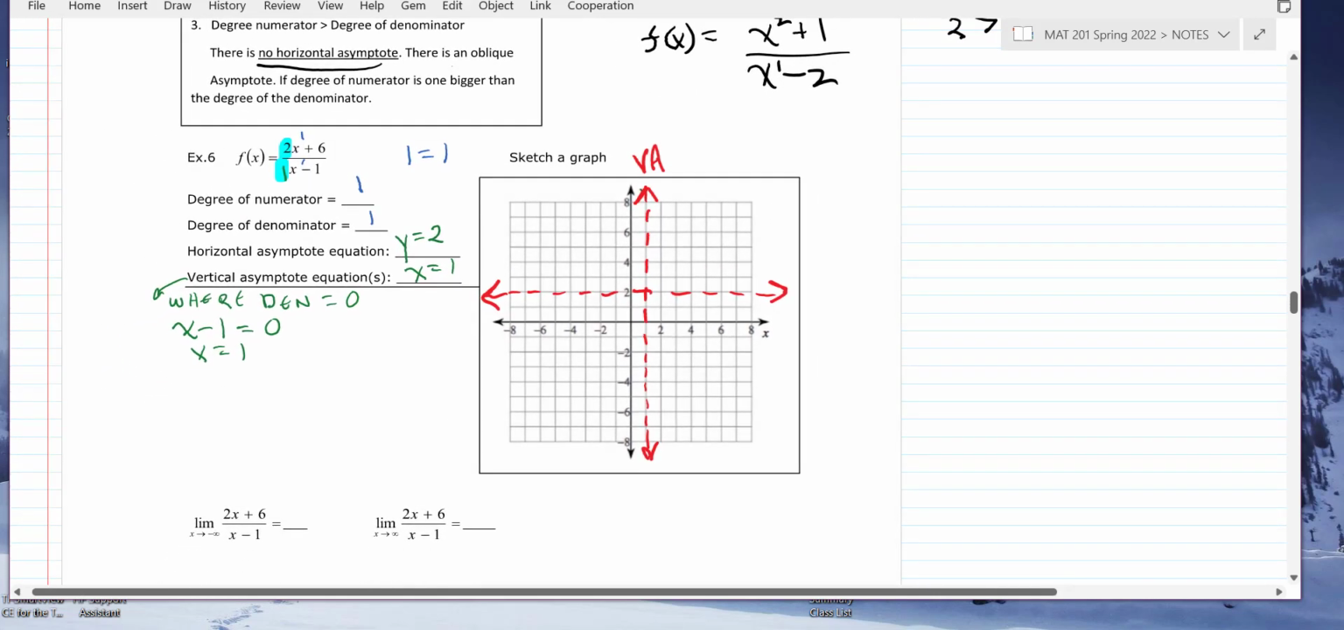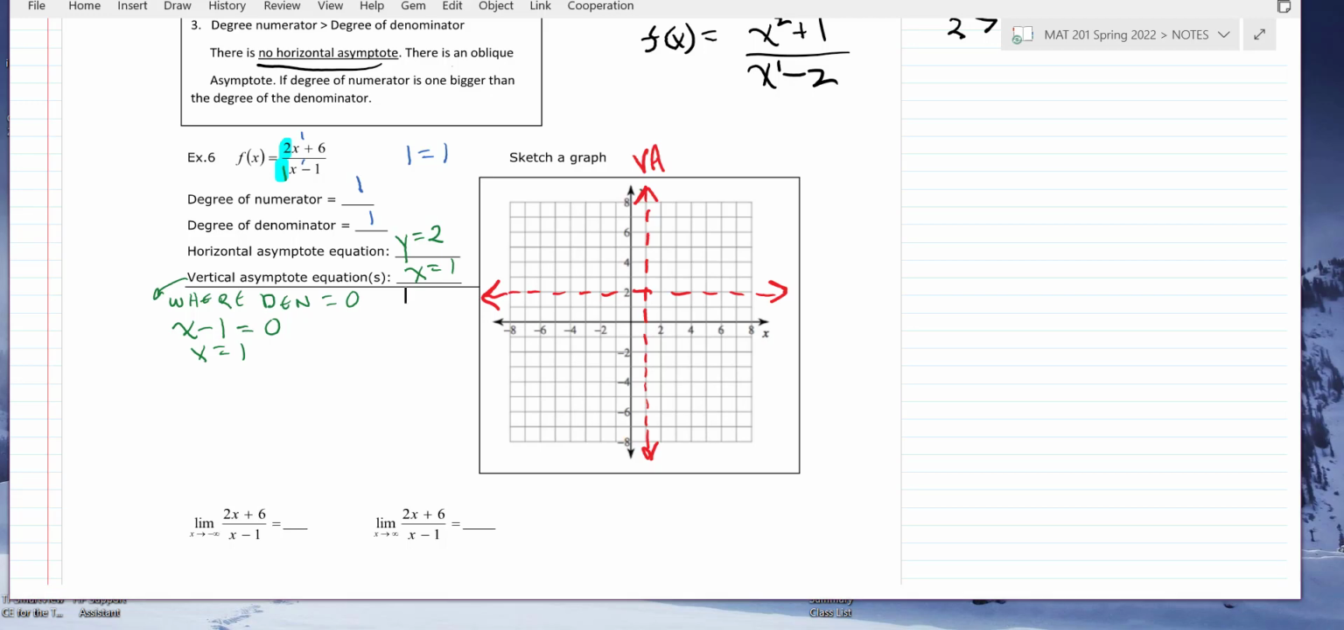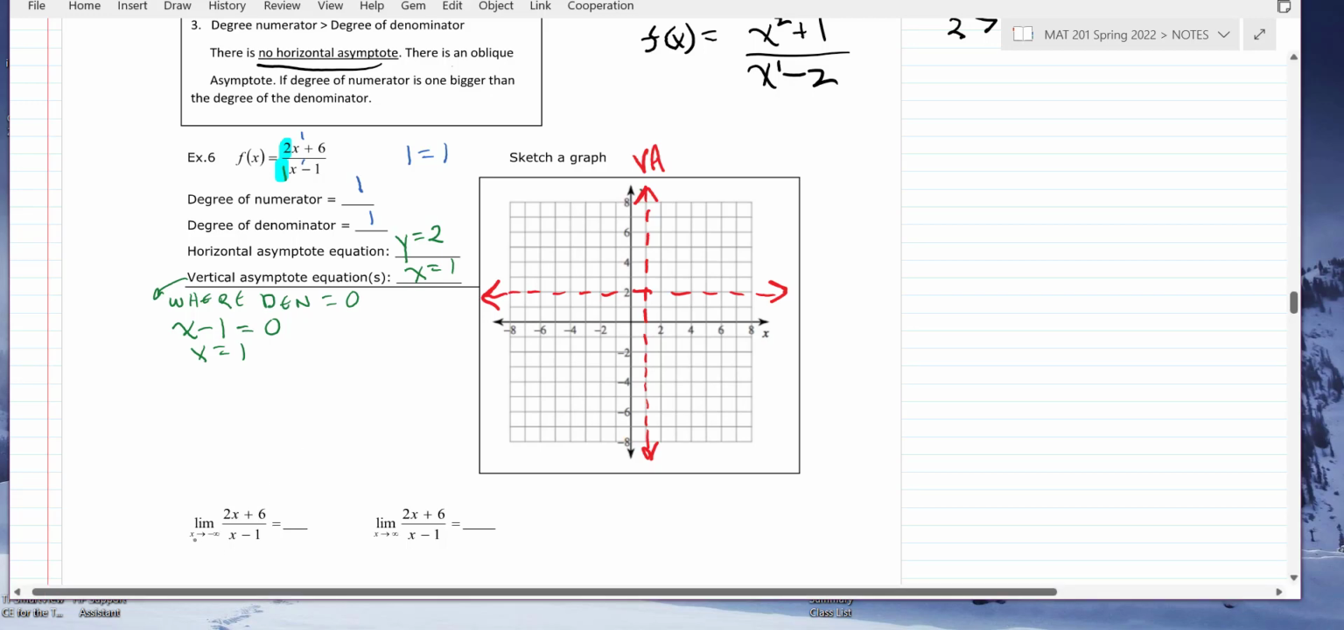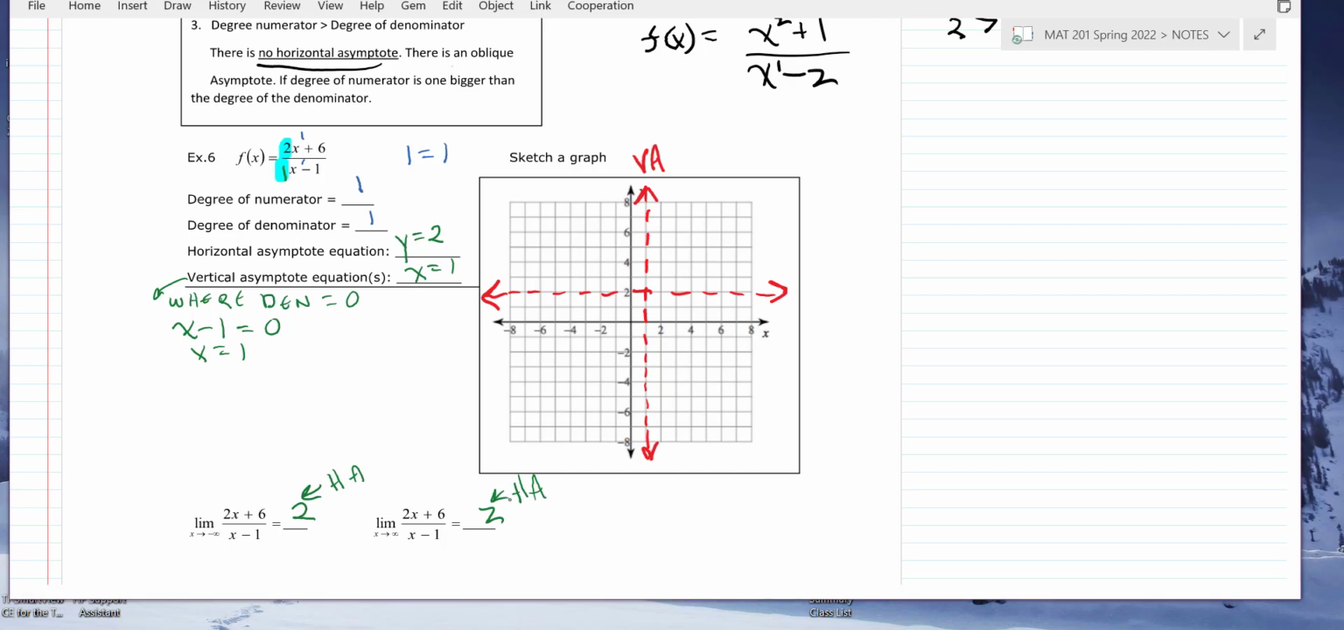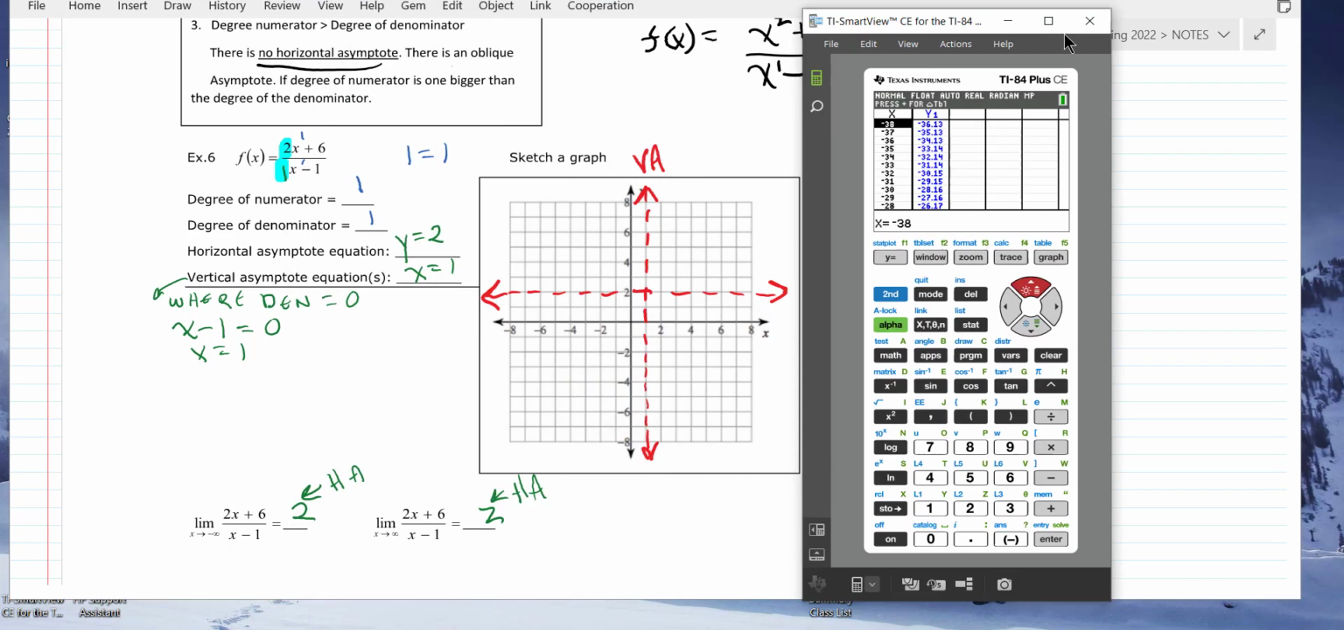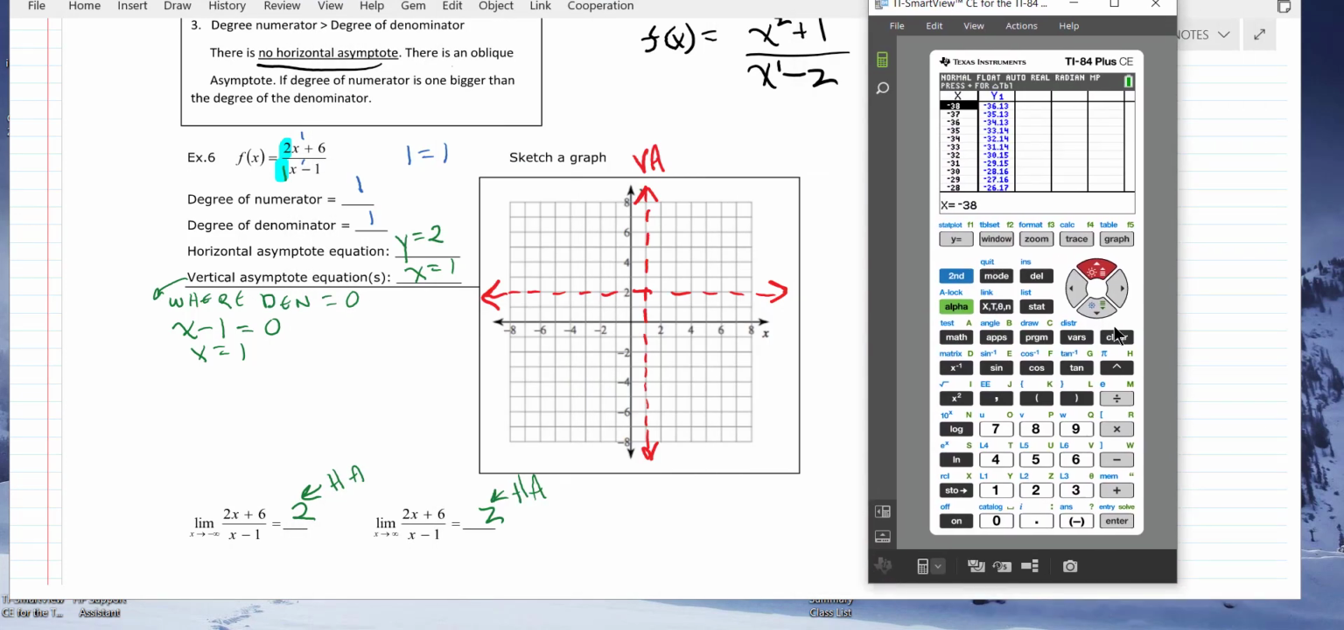Okay, now before I even touch the graph, what I want to show you is if you're doing a limit at negative infinity and positive infinity, the answer is going to be whatever that horizontal asymptote is. So you don't have to graph to get the answer to these two limits. If you identify a horizontal asymptote, that will give you the answer to the limit at negative infinity or positive infinity. The graphing calculator is mainly going to be used here to kind of explain why that is.